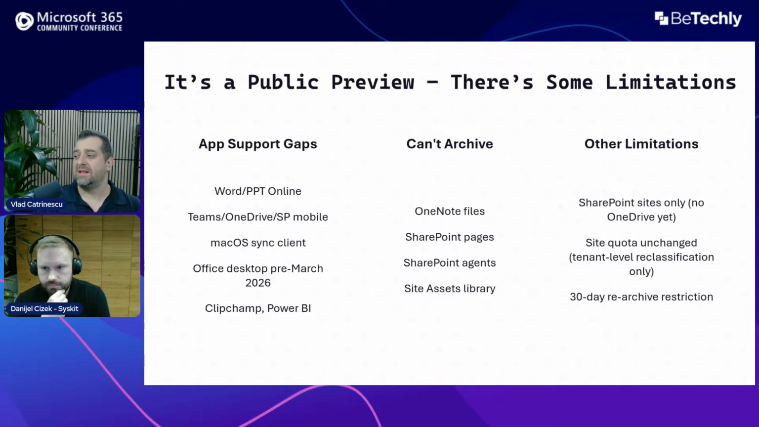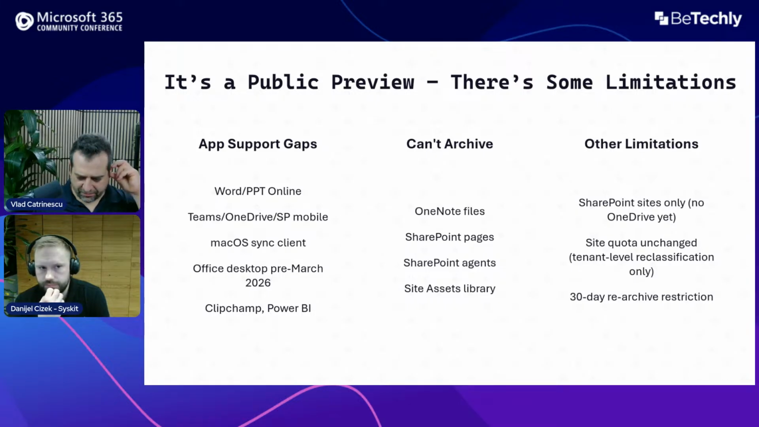And you are limited to SharePoint sites only, which, I'll be honest here, OneDrive has unlimited storage, so I don't think I would necessarily archive stuff there. So it's not a big blocker for me personally, but I'm really curious to hear your thoughts. I'm sure you might have use cases I haven't heard about before. So that is that it's only SharePoint. The site quota remains unchanged for now, and you have that re-archive restriction as well that we talked about.